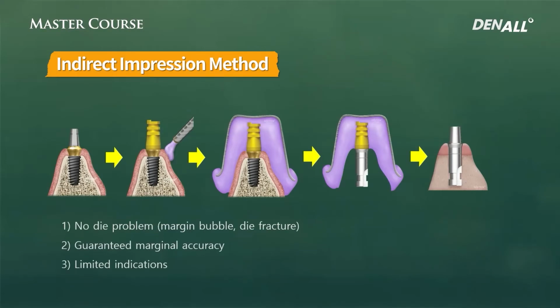As for indirect impression, abutment is connected. Impression is not taken thereafter. Impression cap or impression coping is used to form an abutment analog or abutment replica of the connected abutment. There's no side effect related to die such as margin bubble or die fracture.